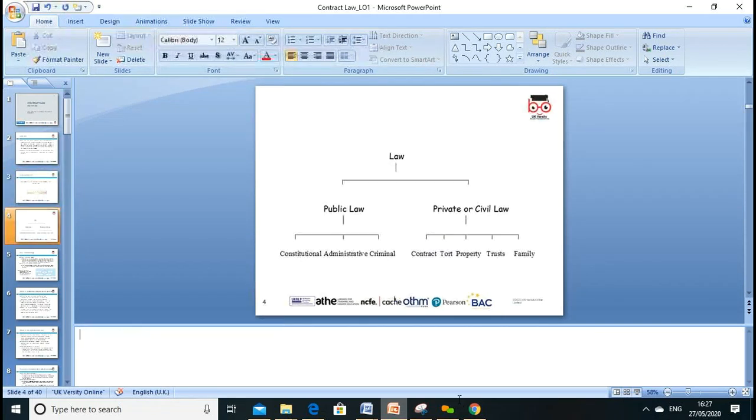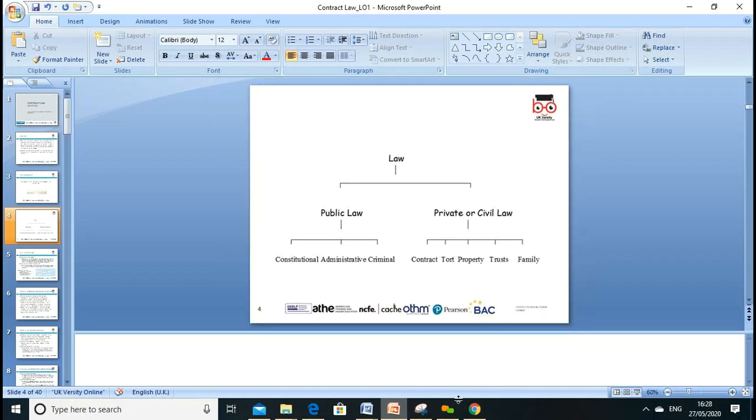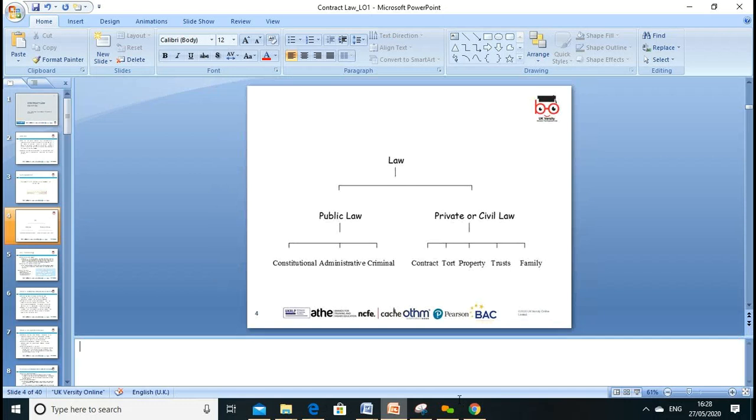Okay. So the contract comes under which law? We have two types of laws. One is called public law and one is private law. Contract law is a private law, also known as civil law. Does anybody know the key difference between them, please? What is the key difference between public law and private law? One's private and one's general. One's privatized and one's for the general public.